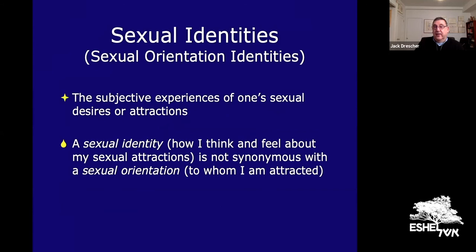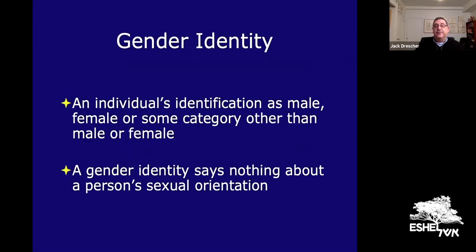A sexual identity, for example, is one's subjective experience of one's sexual desires or attractions. How I think and feel about my sexual attractions, which is my sexual identity, is not necessarily the same thing as my sexual orientation, to whom I'm attracted. A gender identity is an individual's identification as male, female, or some other category than male or female. And again, whether I think of myself as male or female tells you nothing about whether I'm attracted to men or women.